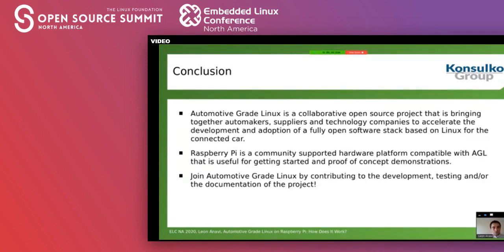So, a few conclusions at the end of this presentation. As you have seen, Automotive Grade Linux is a collaborative open source project that is bringing together automotive makers, suppliers, and technology companies, as well as individuals. The idea is to accelerate the development and adoption of a fully open source software stack based on Linux. This is really important for the connected car. AGL is a Linux Foundation project.